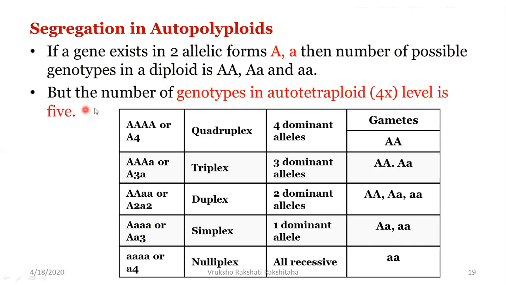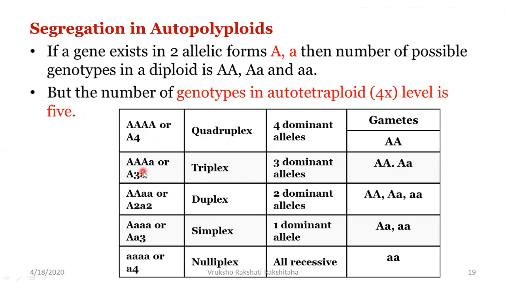But the number of genotypes in an autotetraploid, that is, at 4x level, you can just look into this picture. These are all the possibilities. So in total, five types of genotypes are produced. Let us look into them. You can see capital A, capital A, capital A, capital A. There are four dominant alleles, and when four dominant alleles are present, it is called quadruplex.